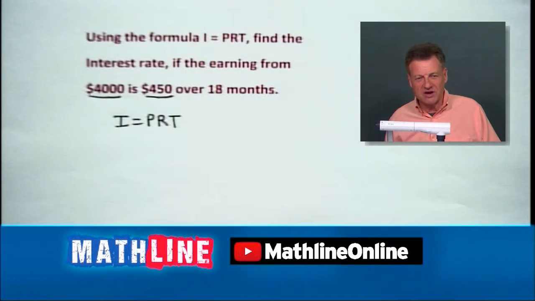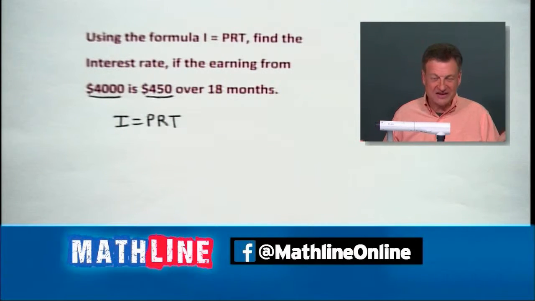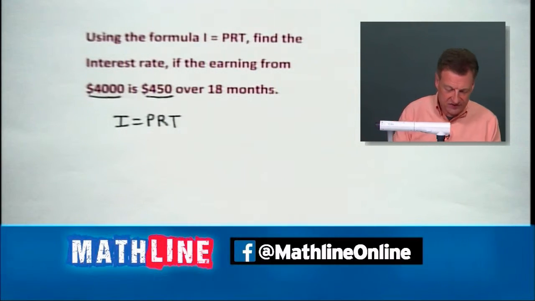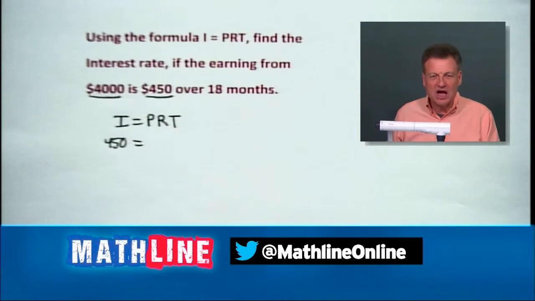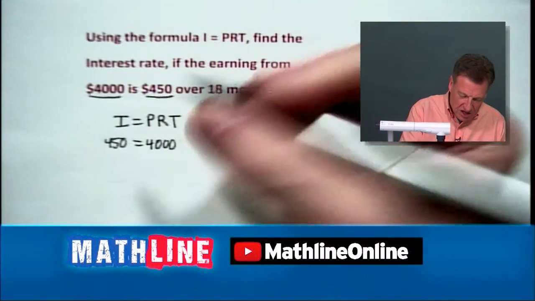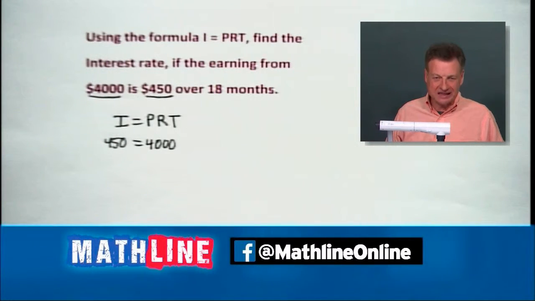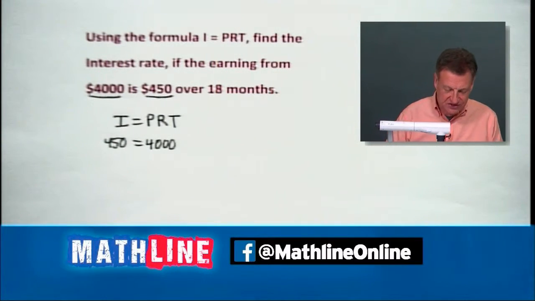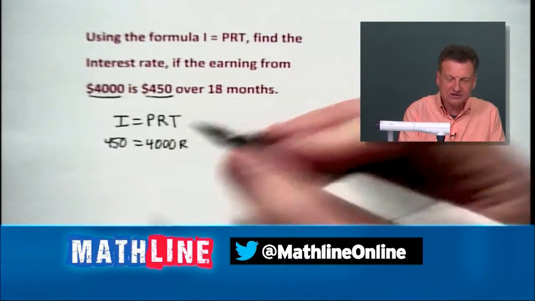Interest is going to be your $450. I think if you read that, the earning from $4,000 is $450. So there's your interest amount, $450. Your principal, how much are you investing? You put in 4,000. You put it in at, ooh, the percent is blatantly missing here. So let's see what that's going to do for us. We're going to put an R for right now.